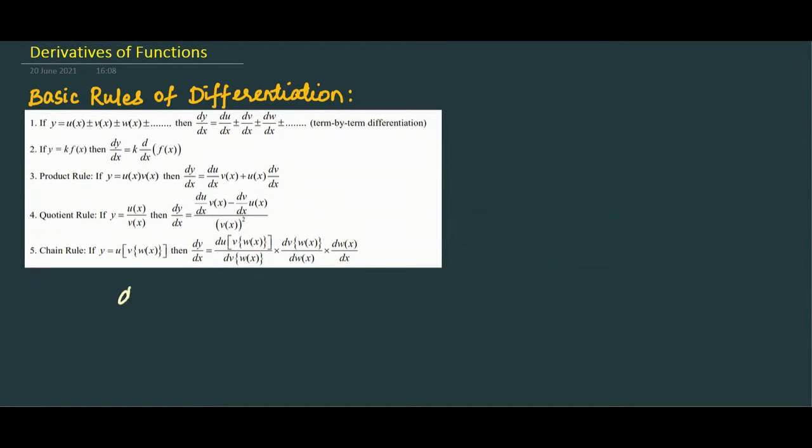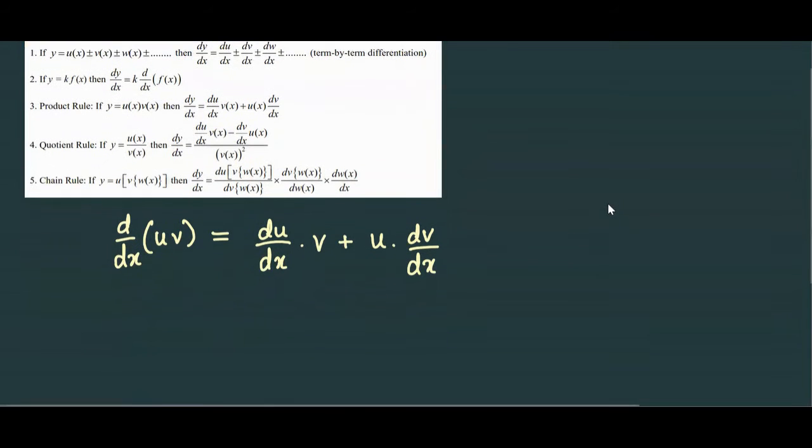Okay, so the derivative of u into v is the derivative of u, treating v as constant, plus keep u as constant and multiplied by the derivative of v. So take one function, differentiate it, keep the other one as constant. Okay, that is the UV rule.